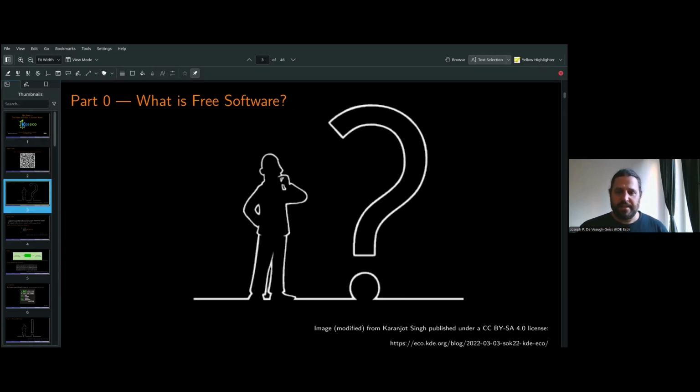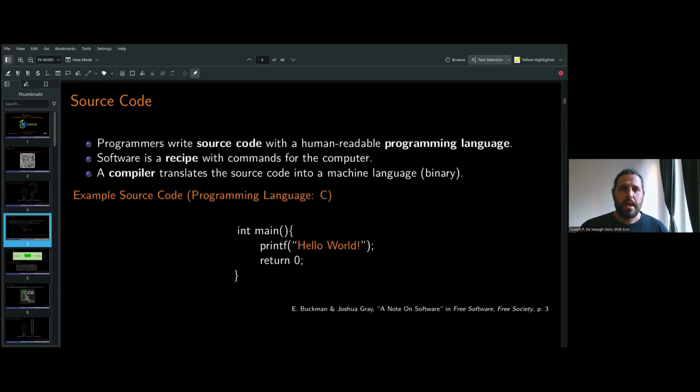But before I get started, I think it's good to have everyone on the same page about what we mean when we talk about free software. And so just to get an idea of what is the power of free software, it's important to understand what exactly it is. And to do that, we need to talk about what source code is.